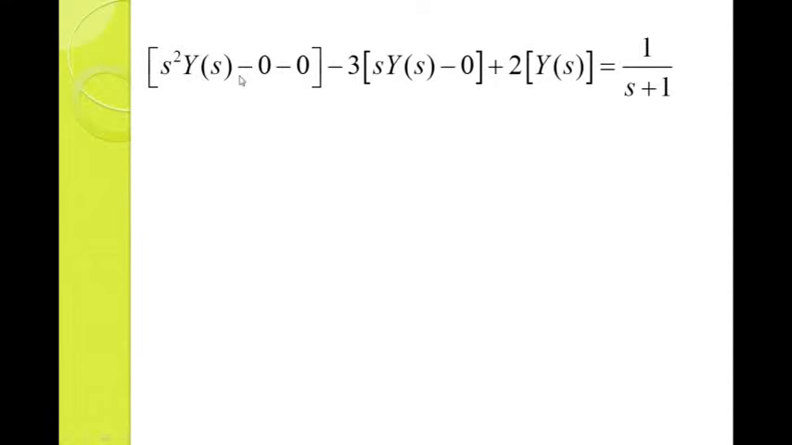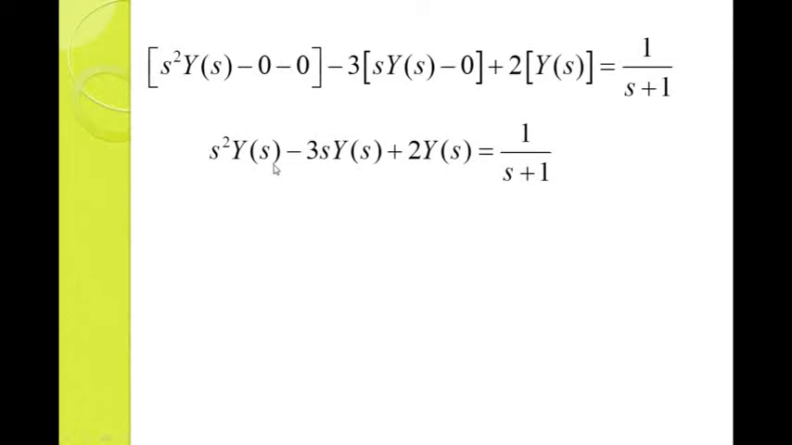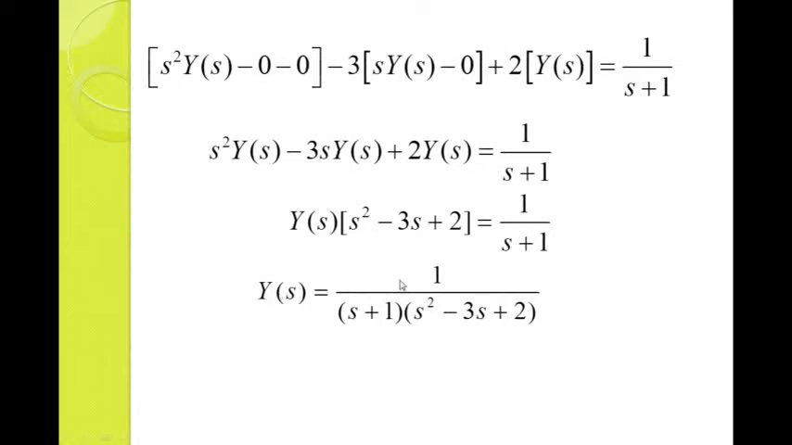Our target is to find the capital Y of s value, so collecting the Y of s terms on the left hand side, the remaining terms we should bring to the right hand side. So we can write this equation as s square capital Y of s minus 3s capital Y of s plus 2 into capital Y of s equal to 1 by s plus 1. Here capital Y of s is common, so take it outside. So we get capital Y of s into s square minus 3s plus 2 equal to 1 by s plus 1. So we need capital Y of s value, so bring this term to the right hand side. So we get capital Y of s equal to 1 by (s plus 1)(s square minus 3s plus 2).